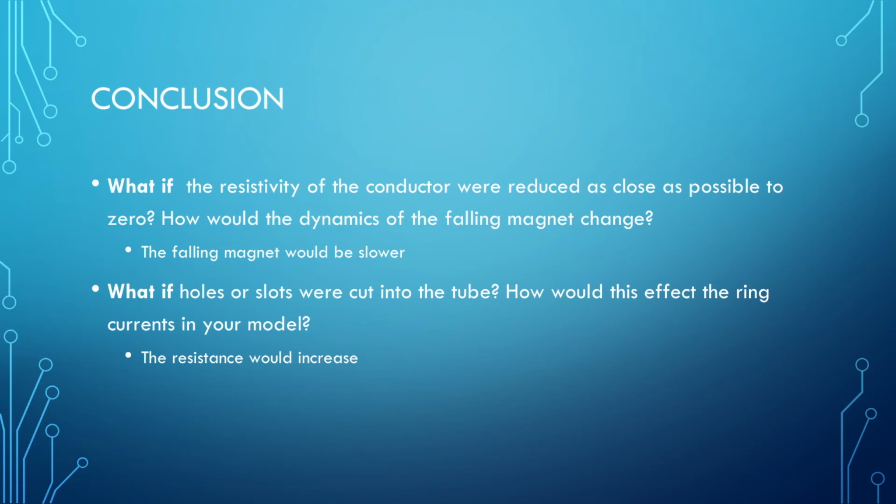And then what if holes or slots were cut into the tube? How would this affect the ring current in your model? So if this were to occur, the resistance would increase because there would be a smaller number of complete rings.